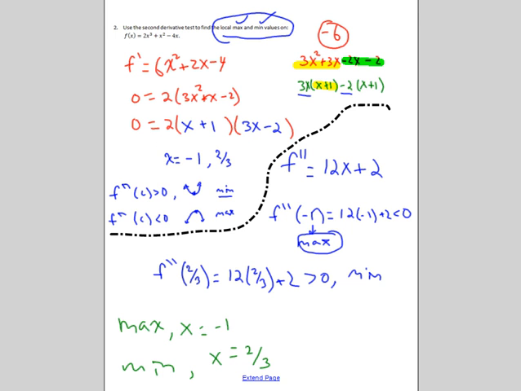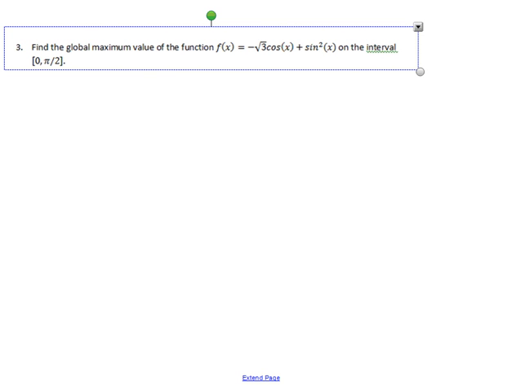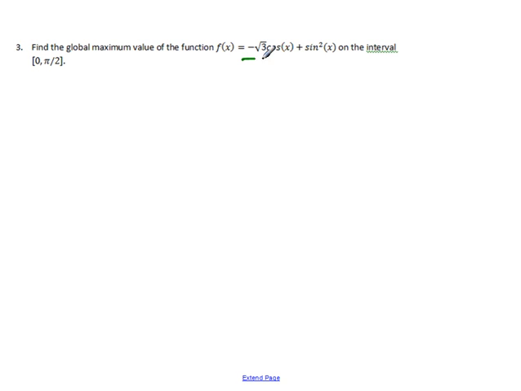Okay, so those are the first two problems. Now let's do the trig problems. So it says find the global maximum value of the function on here. So the first thing, let's plug in our endpoints.